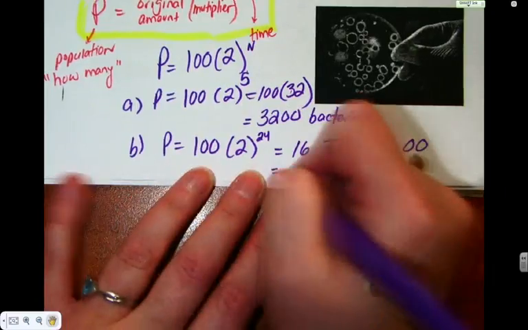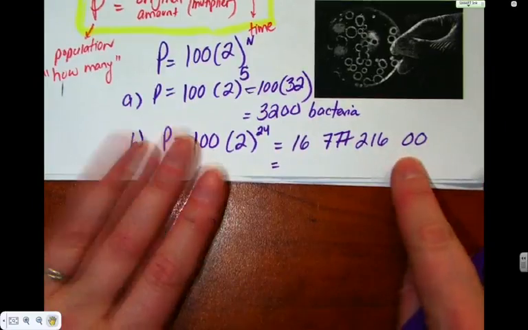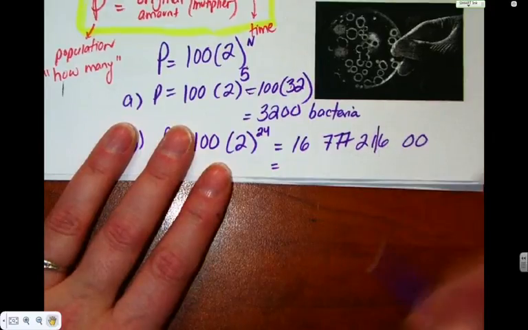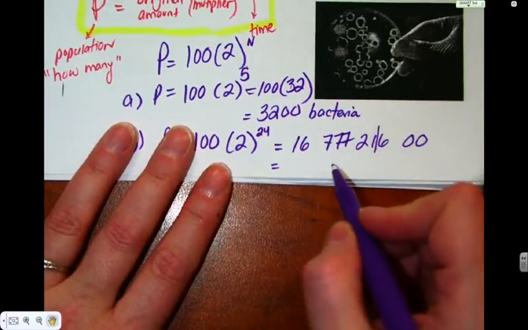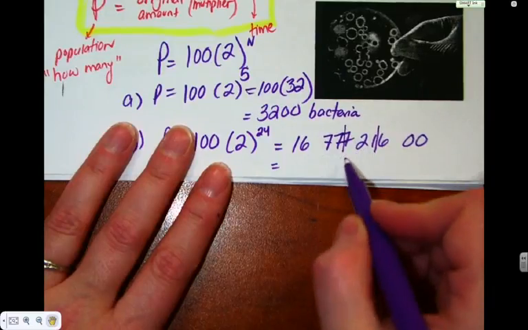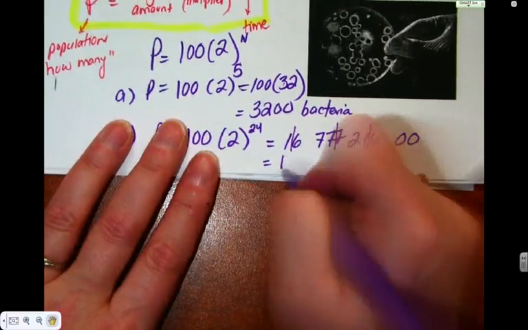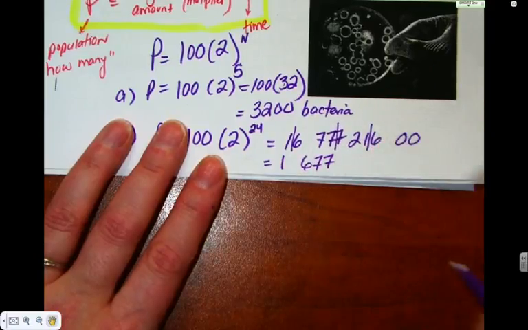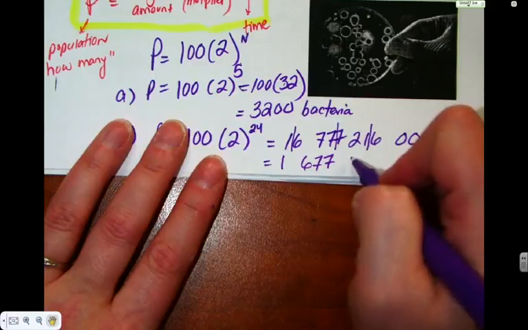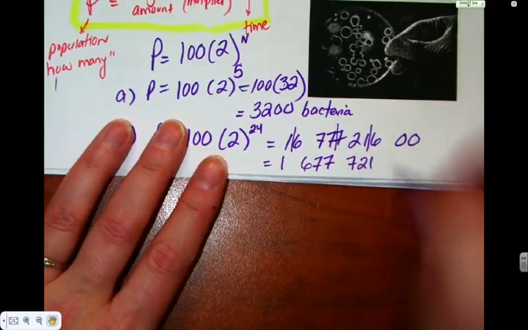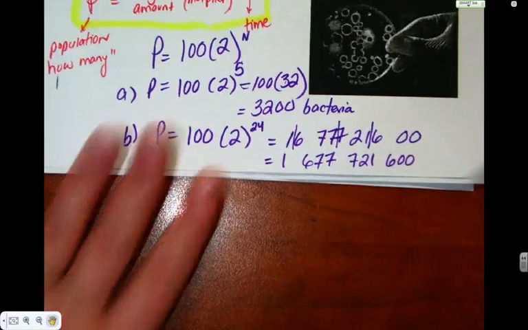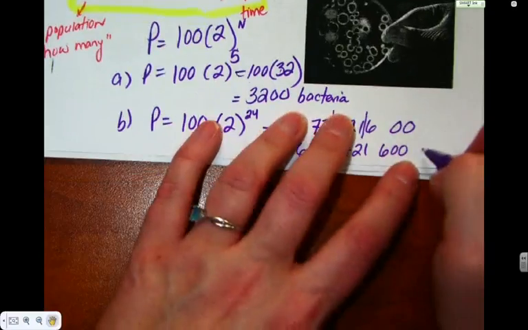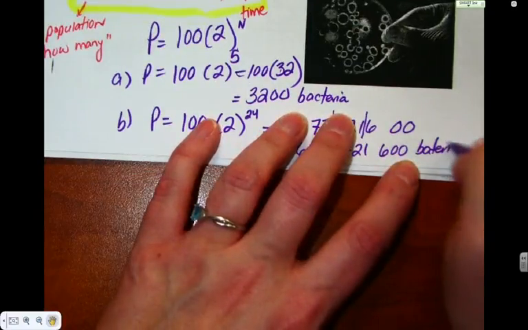Okay, so now let's group them in groups of 3. So we can't have a 0, 0 on the end. So we're going to split there for 3, and here and here. So we have 1,677,721,600. Can someone confirm that very large amount of bacteria? And the units, bacteria.